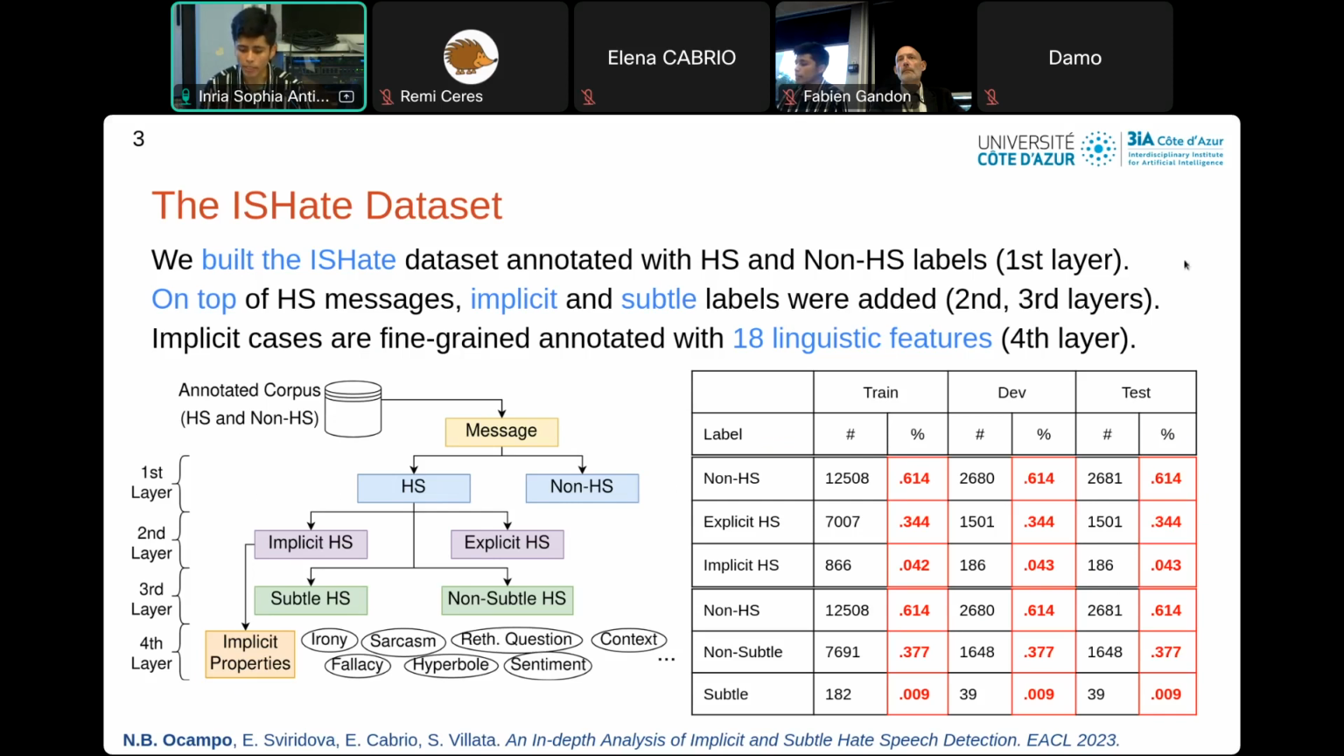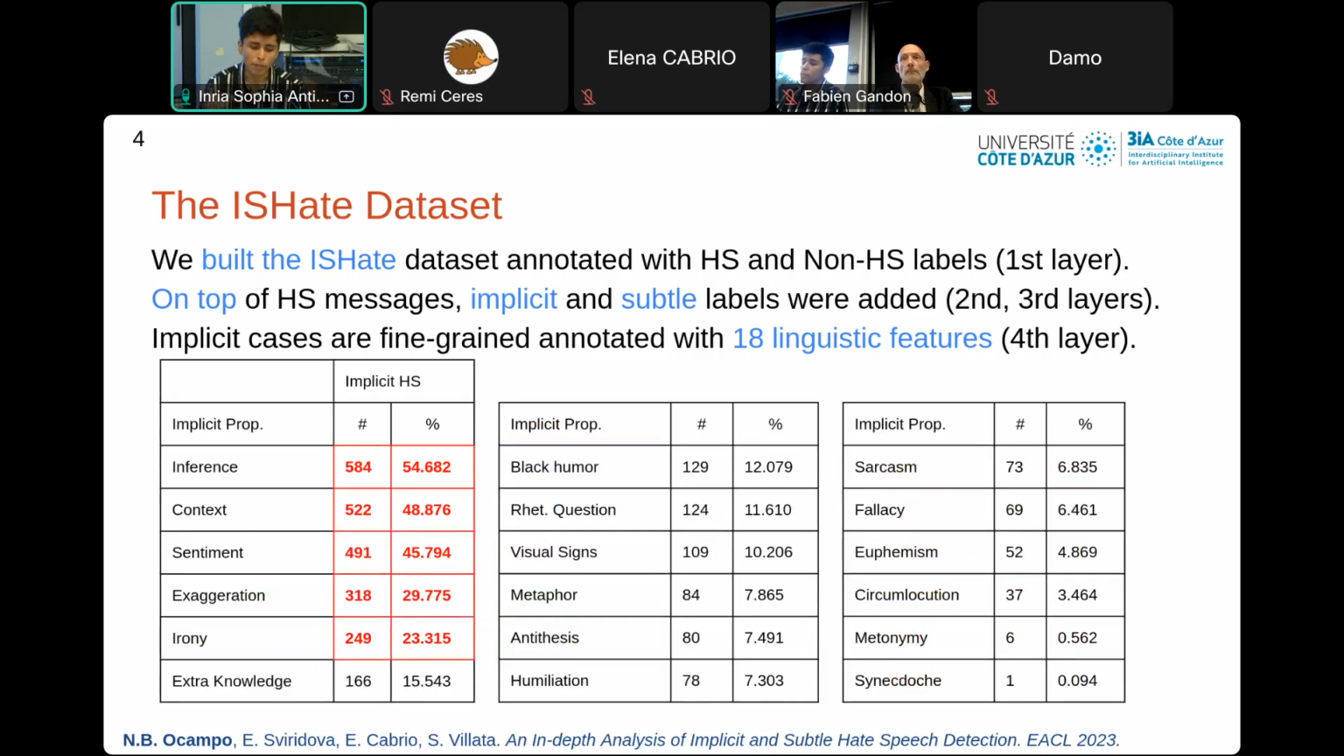So in the end, we had this label distribution for the training, development, and test sets, where the particularity here is that the minority class in implicit and subtle has an imbalance. This is something that we then try to deal with. For the implicit properties, these are all of them. There are a total of 18, and the ones in red are the most frequent, the most predominant ones.